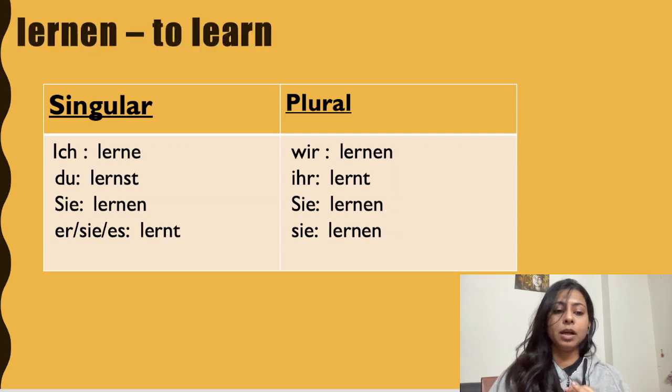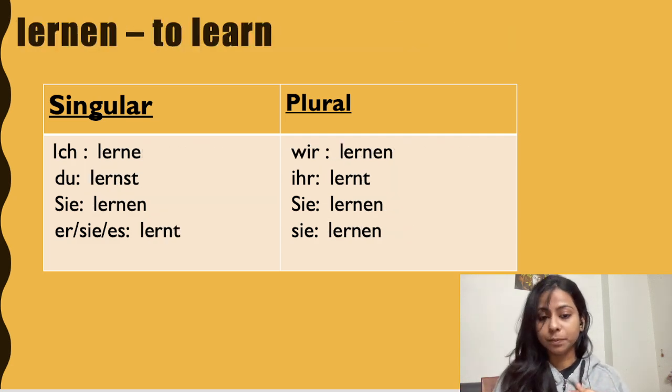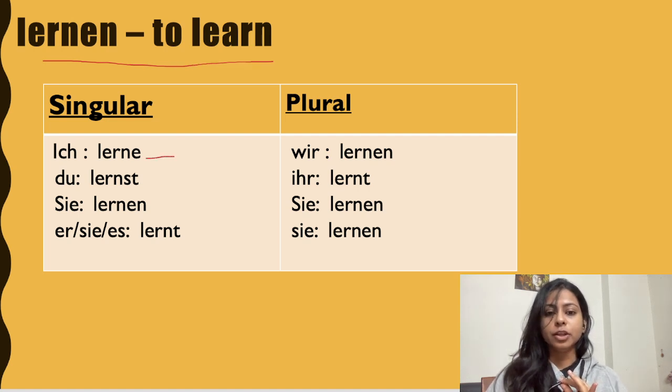Now, it's time to conjugate some verbs. Just listen and repeat after me. If you just remember the endings, the verbs are very easy to conjugate. Now, let's look at the verbs. Lernen. Lernen means to learn. Ich lerne, du lernst, er sie es lernt, wir lernen, ihr lernt, sie lernen, Sie lernen.